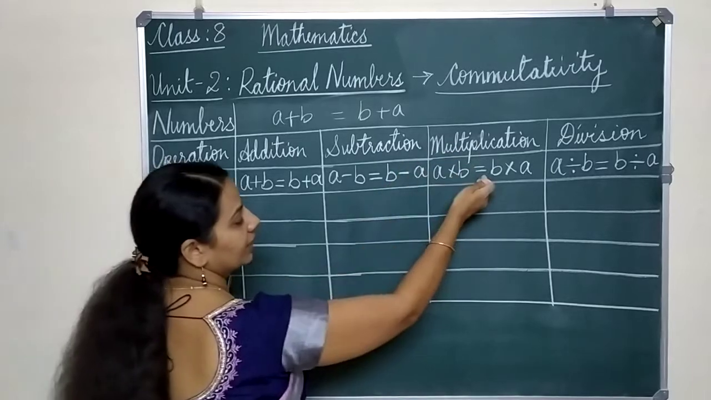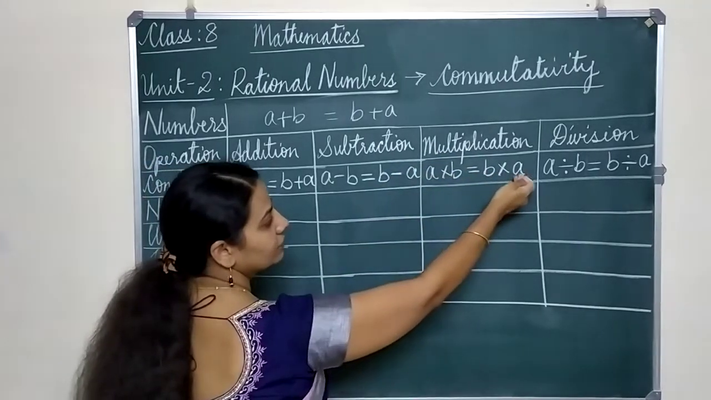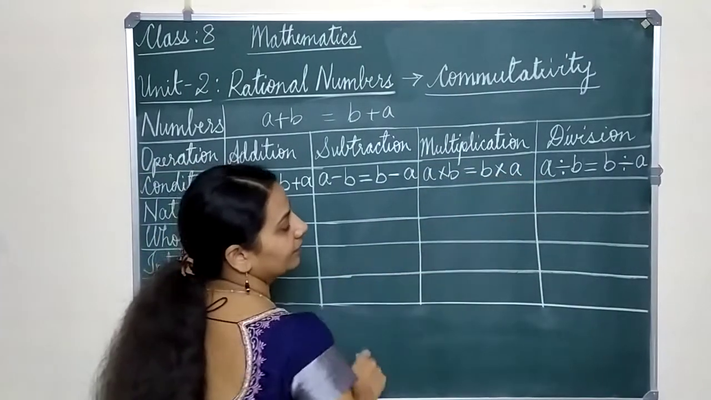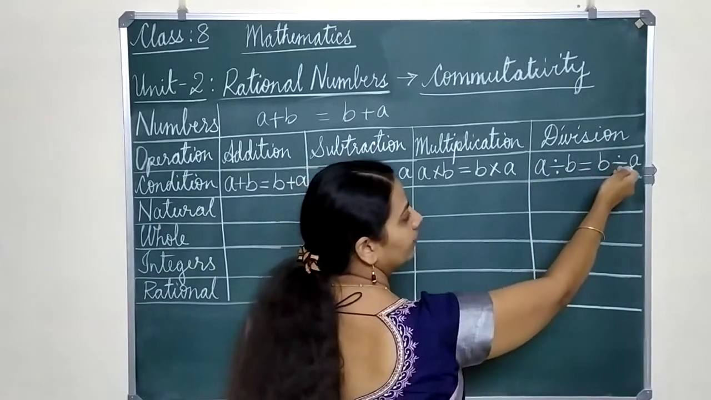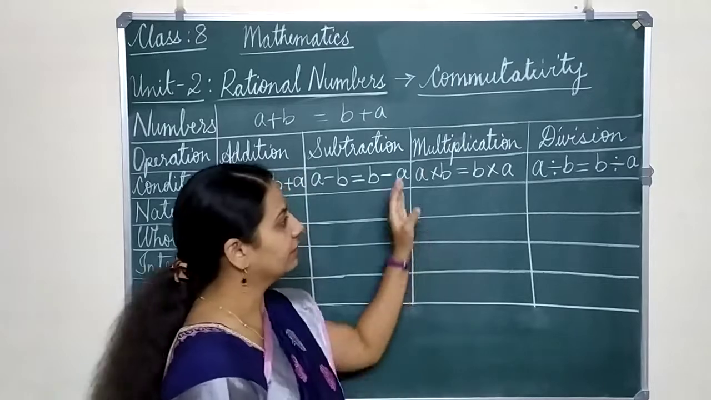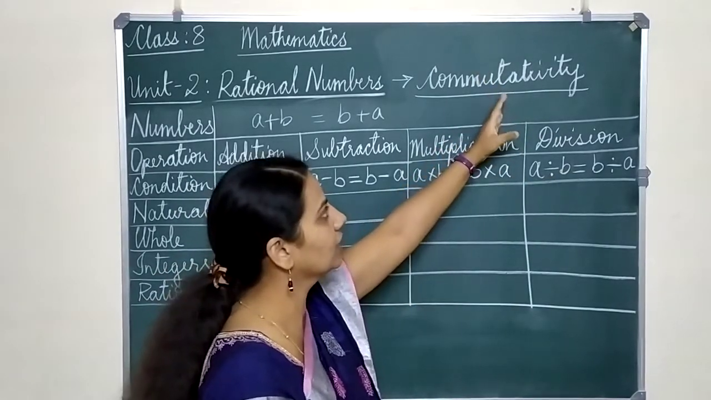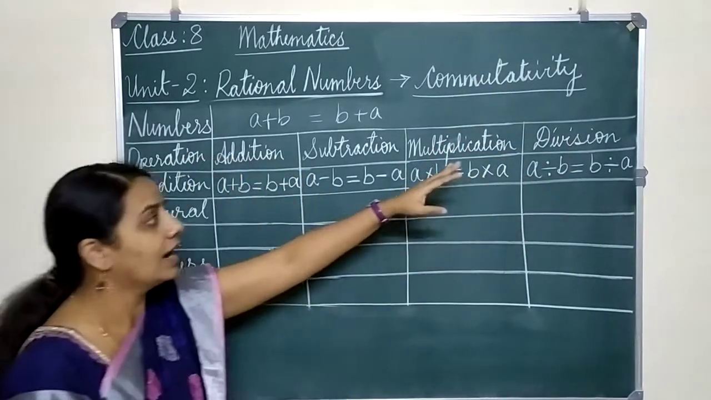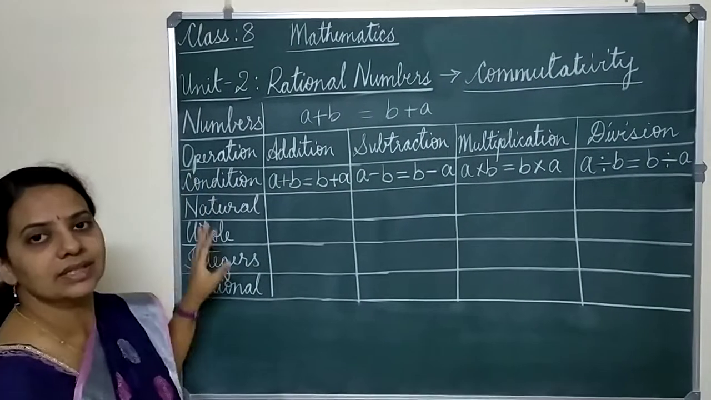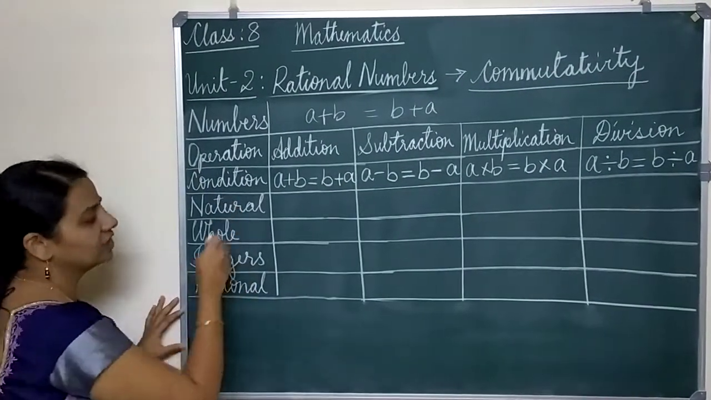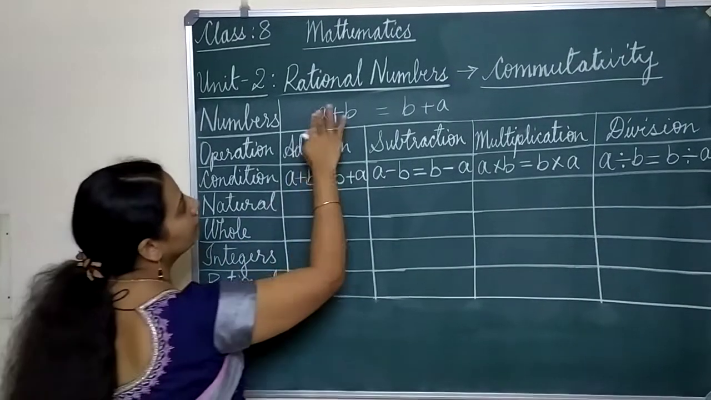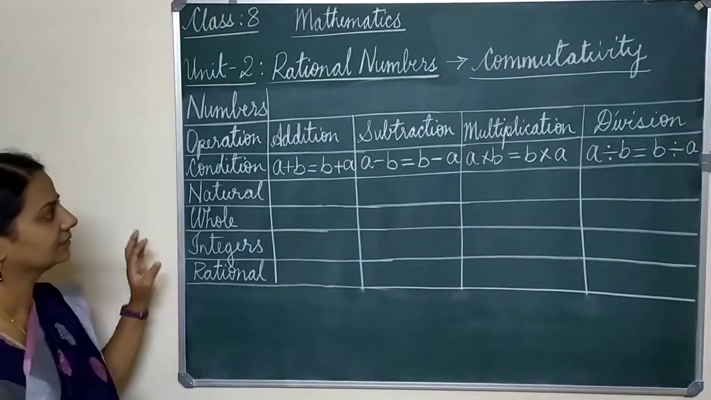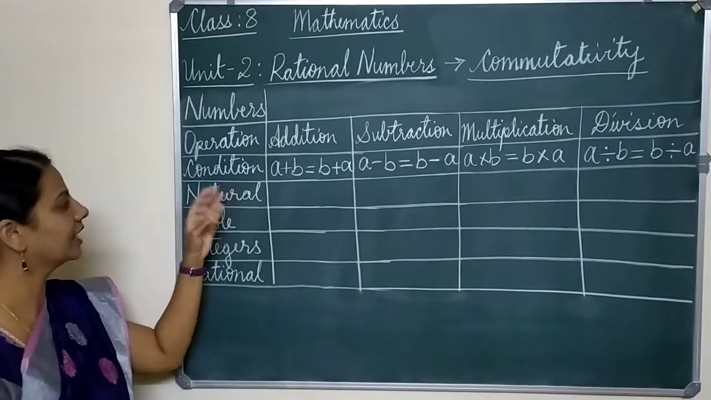The same way with multiplication, a into b should give you b into a. Then division, a divided by b should be equal to b divided by a. If this condition holds good, then we can say the commutative property holds good under division for these numbers. Now one by one we will check. First, natural numbers.